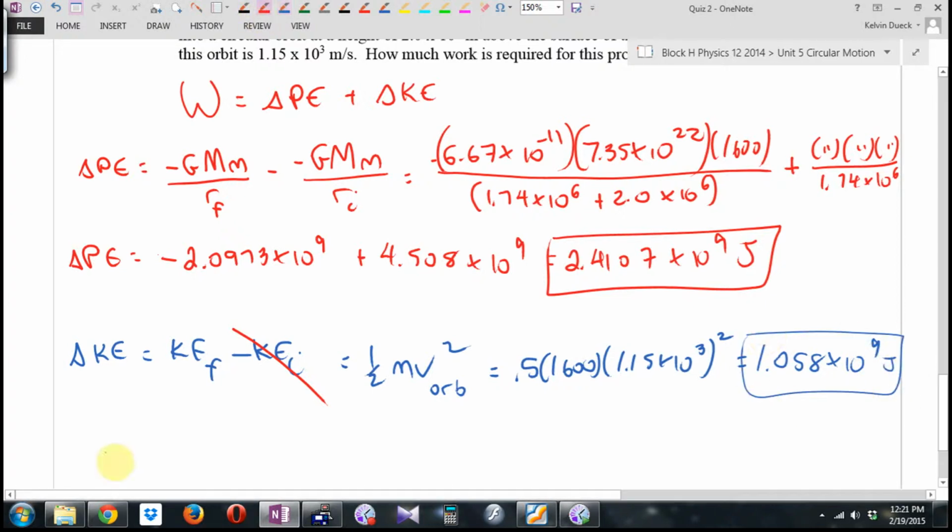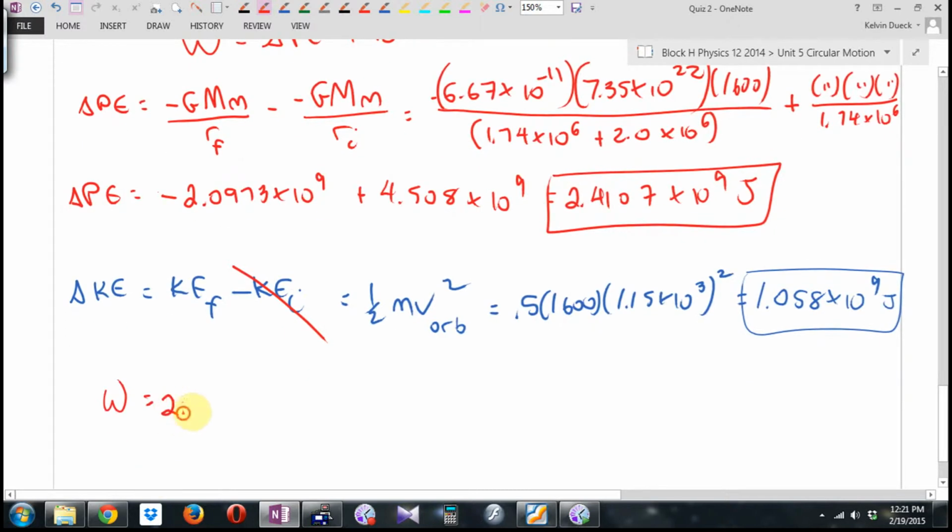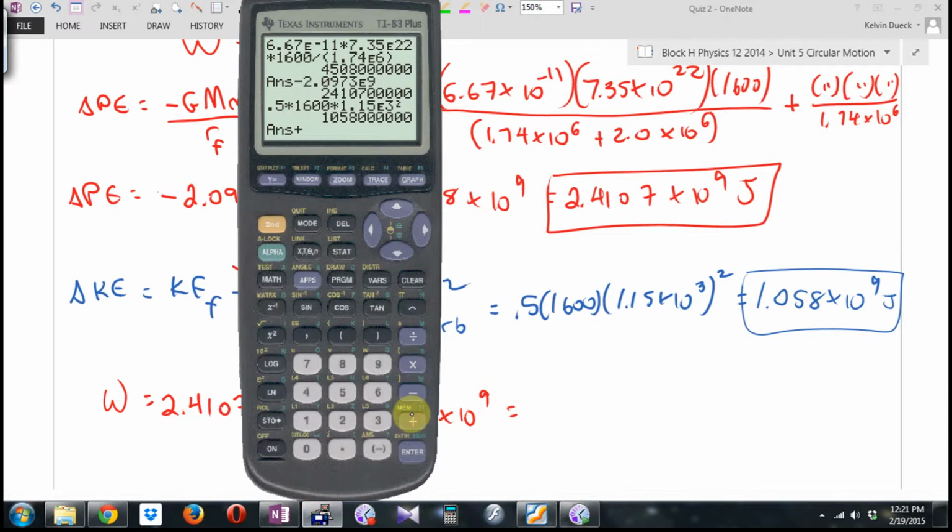How much work? Add the two boxes together. 2.4107 times 10 to the 9th plus 1.058 times 10 to the 9th. Do you guys get that? 3.47 times 10 to the 1, 2, 3, 4, 5, 6, 7, 8, 9. 3.47 times 10 to the 9th? Is that right? Yeah.